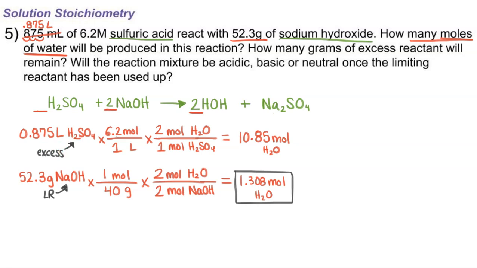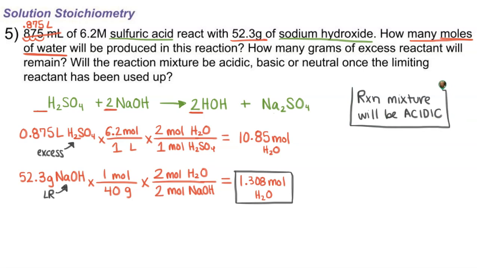So our final reaction mixture, before we even calculate out the amount of excess that remains, we know that our reaction mixture is going to be acidic. Reaction mixture will be acidic. And this is because there's a lot of excess acid left at the end of the reaction. And so that's one of our answers, that our reaction mixture will be acidic. We've answered the last part.